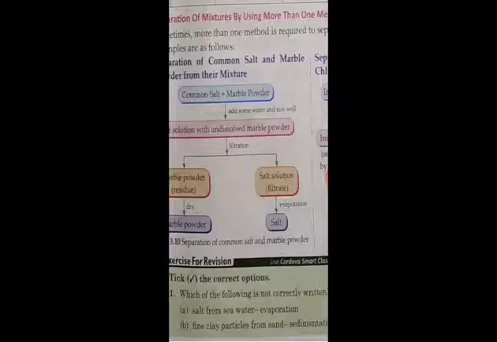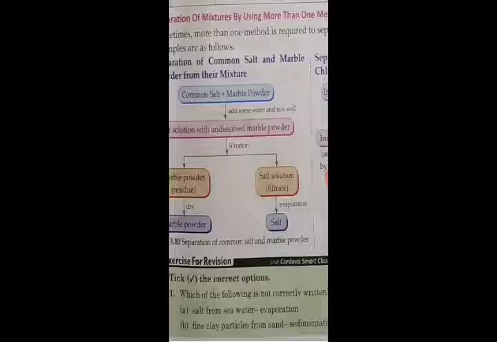Tick the correct option. So salt from seawater is evaporation, chalk powder from water is filtration. So the only incorrect one is the fine clay particles from sand by sedimentation. It is done by sieving.